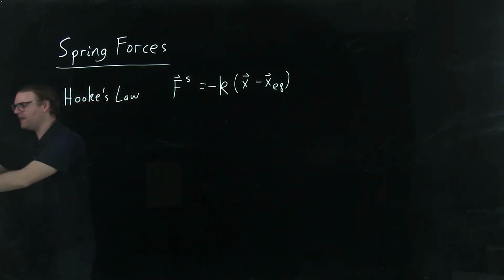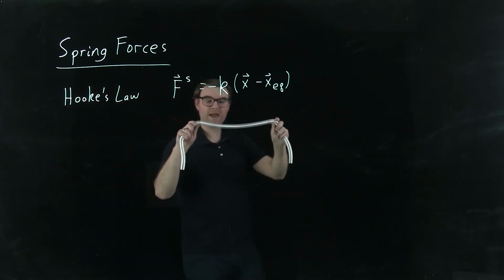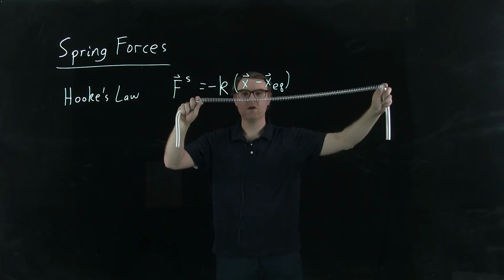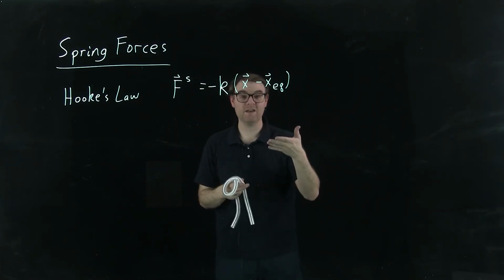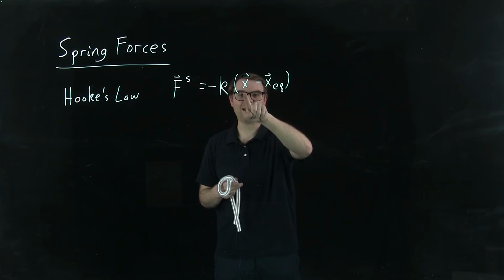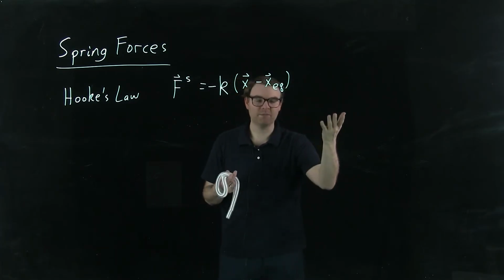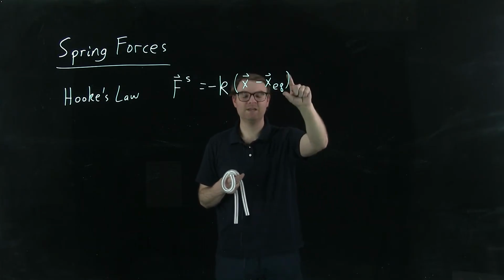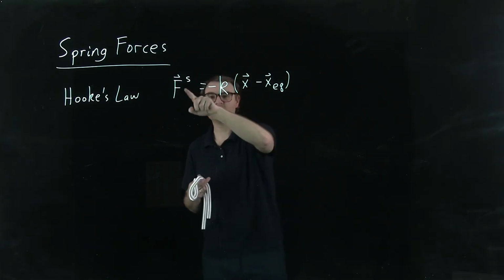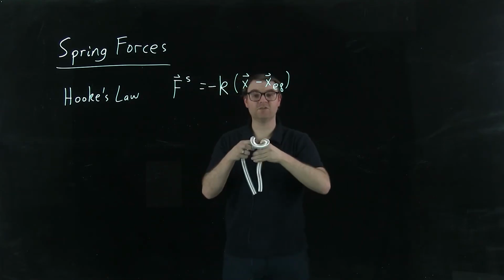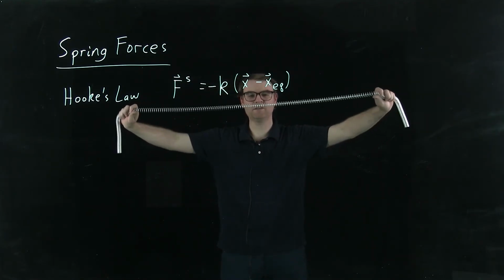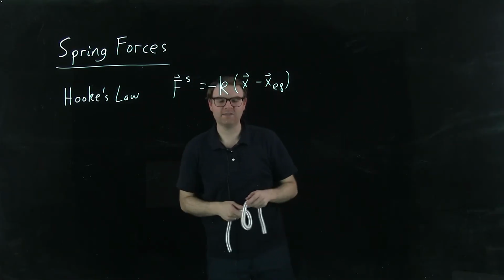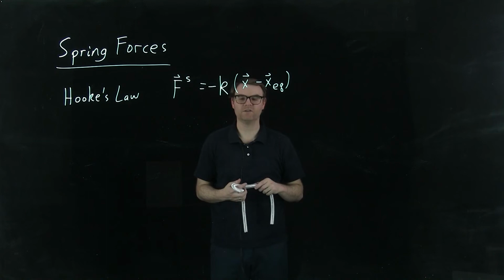So to help me instantiate this, I'll think again about my little spring here. If, for example, I pull on this spring, what I'm doing is displacing it from equilibrium, which will make x bigger and bigger while the equilibrium position stays the same. Making the entire displacement in here bigger, which will make the spring force bigger, but in the opposite direction. So as I pull the two ends of the spring apart, it will pull back on my hands to try to get the spring back into its initial configuration.